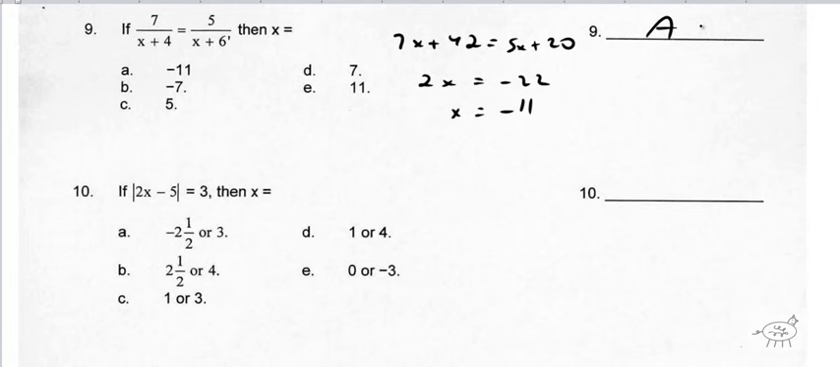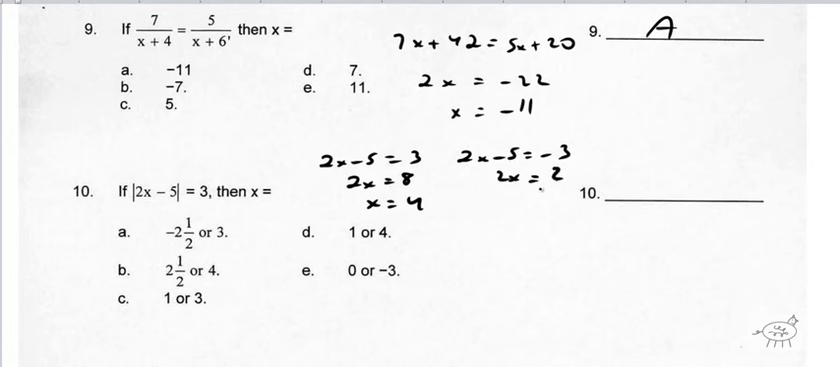Got to remember with absolute value, it's 2x minus 5 equals 3, and 2x minus 5 equals -3, right? Plus or minus. Make sure you isolate the absolute value first before you split it up like that. So you get 2x is equal to 8, x equals 4, so 2x equals 2, x equals 1. So 1 or 4, which is D.